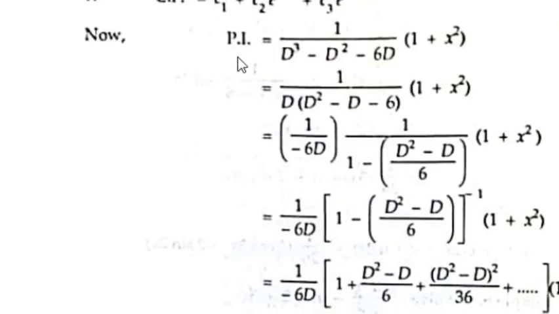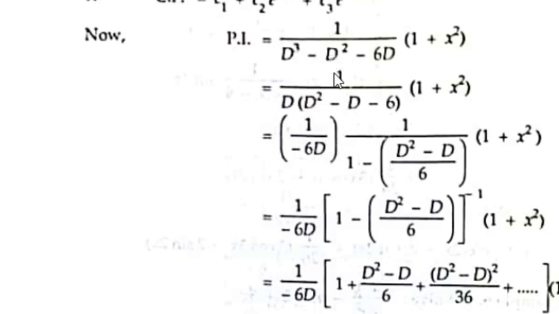Therefore the complementary function or the general solution is c1 + c2 e^(3x) + c3 e^(-2x). Now we find the particular integral. So the particular integral is 1 divided by (D^3 - D^2 - 6D) into (1 + x^2). Again here D is common, take D common, and you will get 1/(D(D^2 - D - 6)) into (1 + x^2).